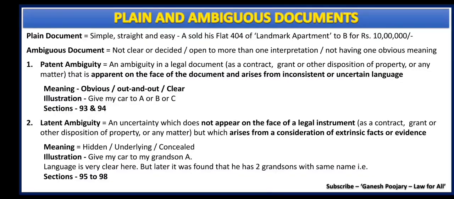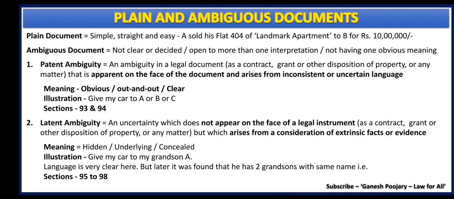This is a repetitive slide. Before I did a video on section 93 and 94, I made an intro to section 93 to 98, where with a beautiful chart I explained the different types of documents available, and after explaining that chart, I explained this particular slide also. So I'm not investing too much time here, but all we need to understand is the meaning of latent ambiguity.